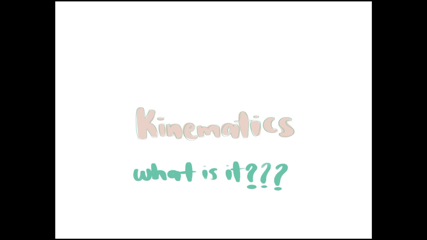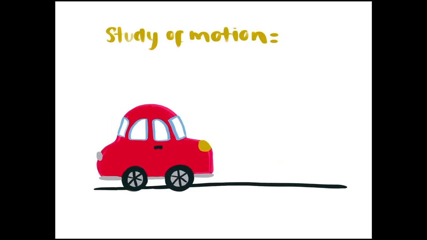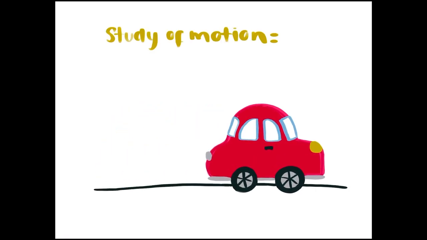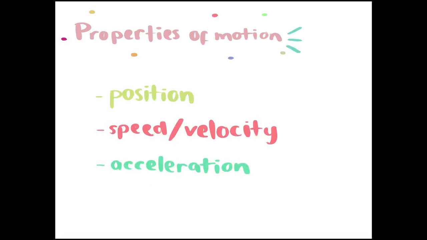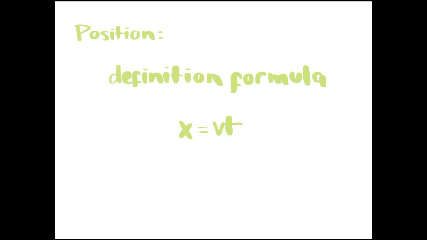If you've had a physics class before, then you've probably heard the term kinematics. But what is it really? Simply put, kinematics refers to the study of motion. In order to describe this motion, we use 4 specific properties, which are position, velocity, acceleration, and time. Each of these properties of motion has its own definition formula.